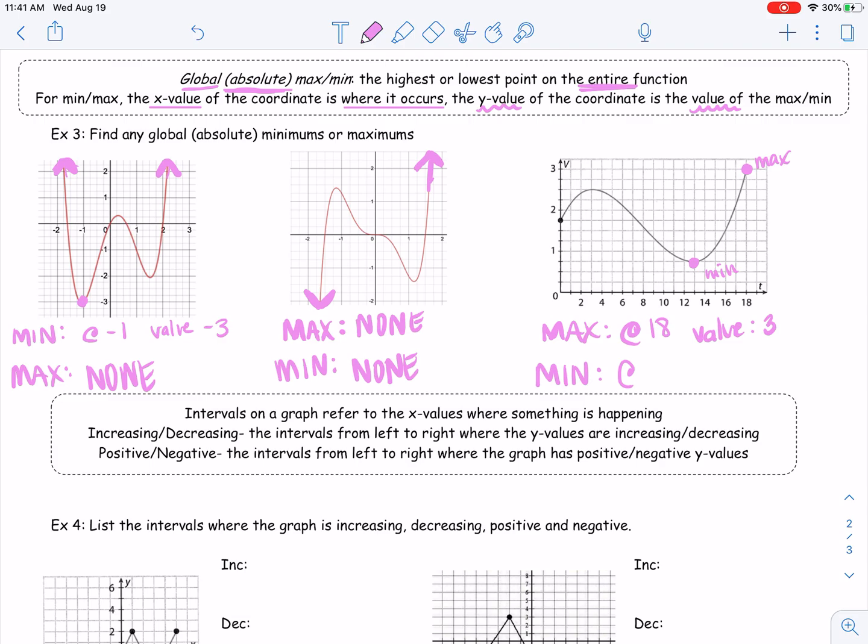Where is that minimum located? Well, we're looking at the x value. The x value is 13. What is the value of that point? That's our y value. So we got to be careful here. We're looking for this y value. They are counting by quarters. So this is 1/4, 1/2, 3/4, and 1. So it's at 0.75 or 3/4. However you want to write that, it does not matter to me. Okay. All right. So global and absolute, those words are going to be interchangeable. We're looking at the entire function, the entire graph, looking at the highest or the lowest point. X value is where it occurs. Y value is the value of it.